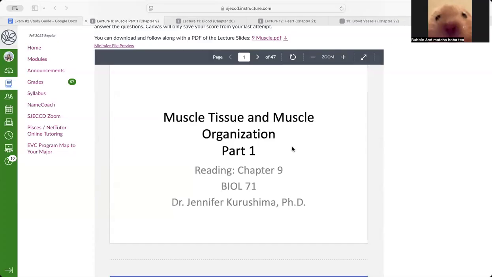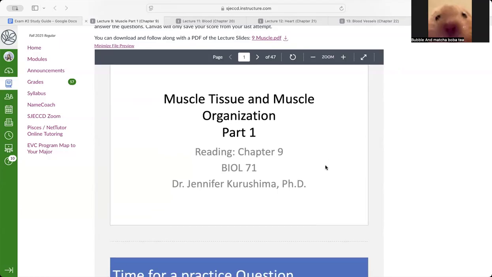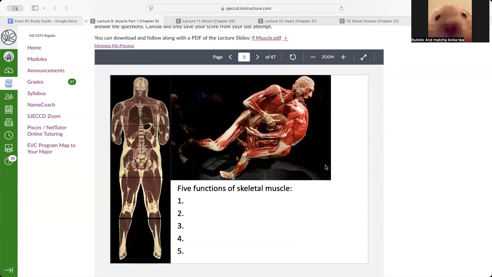So I'm going to be covering chapter 9 for muscle tissue and muscle organization. The function of the skeletal muscle is that it produces skeletal movement, and it stabilizes body position and posture. Every time you contract your muscle, you don't want to flop over, right? So your body is constantly contracting to make sure that your back is straight.